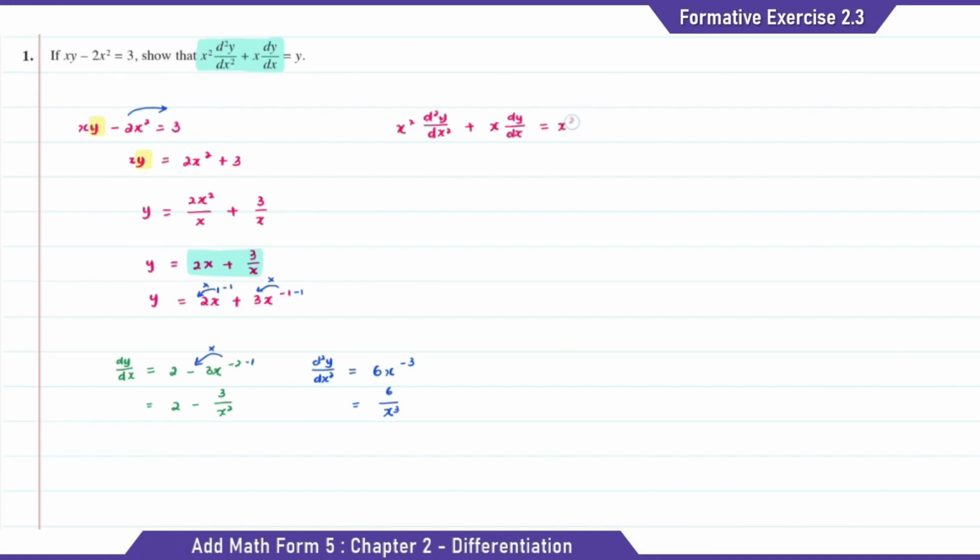So this is equal to x squared multiplied by the second derivative, which is going to be 6 over x cubed, plus x multiplied by the first derivative, which is going to be 2 minus 3 over x squared. Simplify this. This is equal to 6 over x plus 2x minus 3 over x. Next, we get 2x plus 3 over x, which is the same as y.